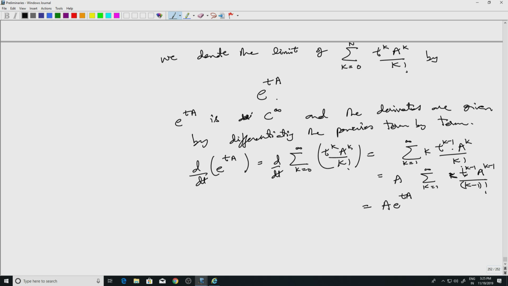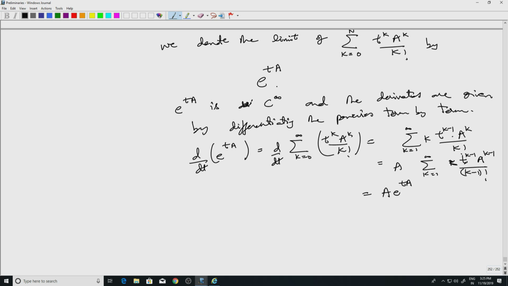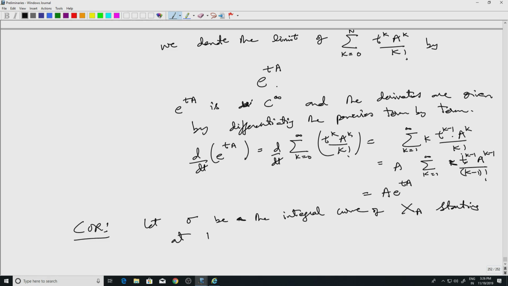So this is what we need. The derivative of e to the power ta is a e to the power ta, and this immediately tells us the following thing, that a corollary of this derivative formula is that: let sigma be the integral curve of xa starting at the identity, then sigma t is given by e to the power ta.